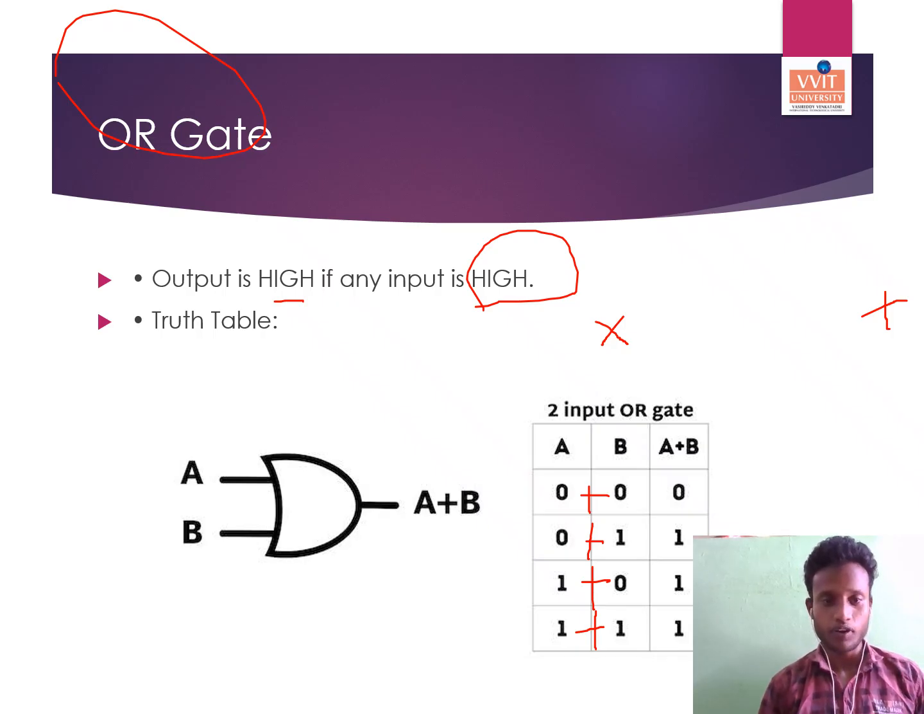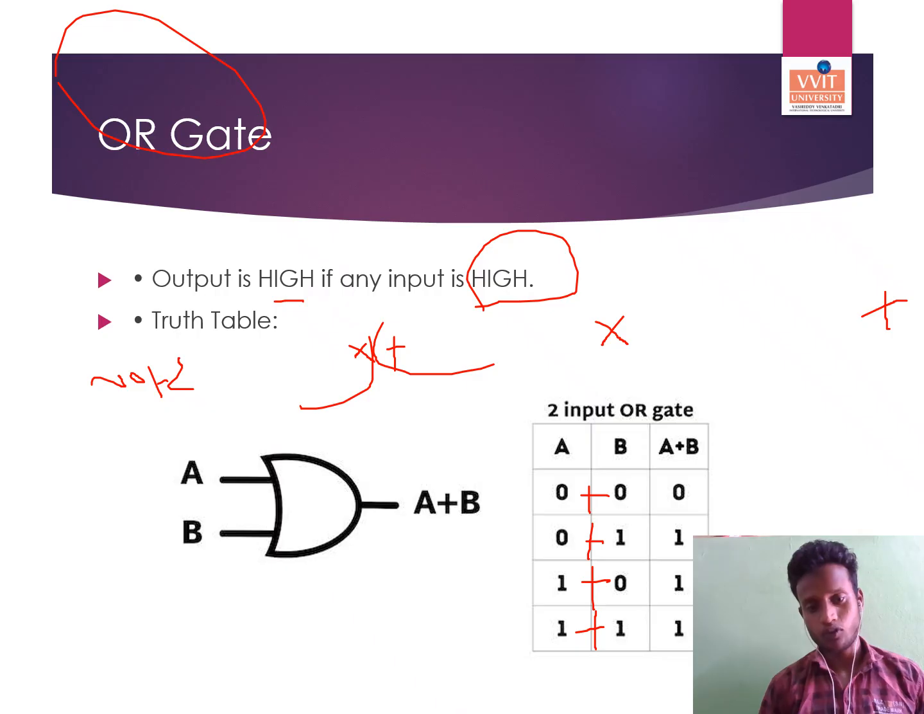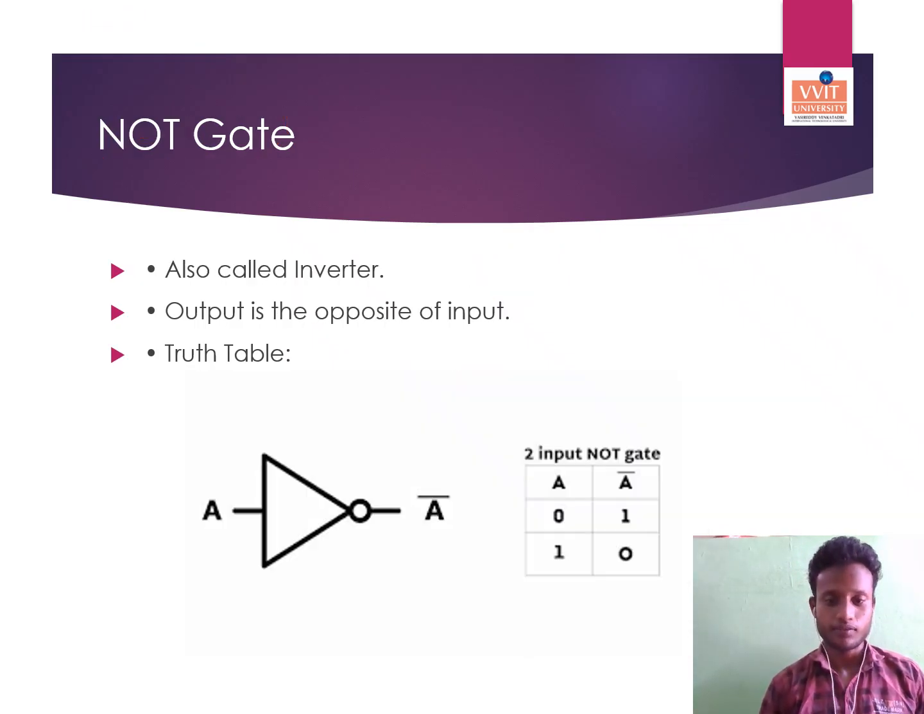The note point is that we have only 1 and 0 as values, and we have only 2 operators, that means into and plus, multiplication and sum. We use only these 2 operators for any gate, AND gate, OR gate, NOT gate, anything. Now we are going to the NOT gate.